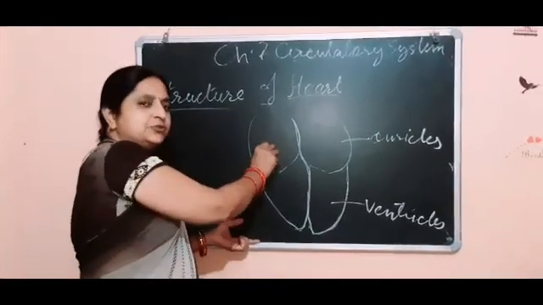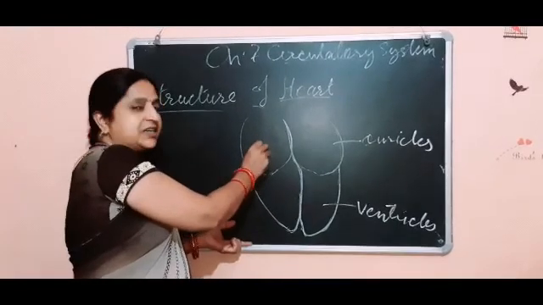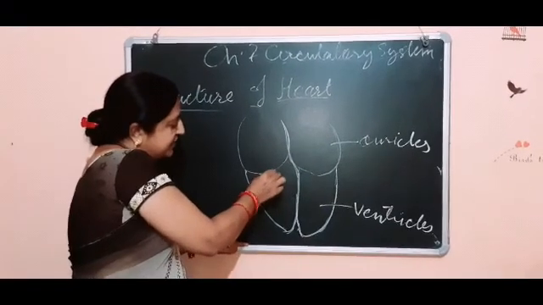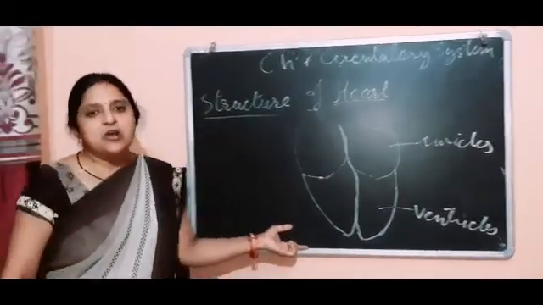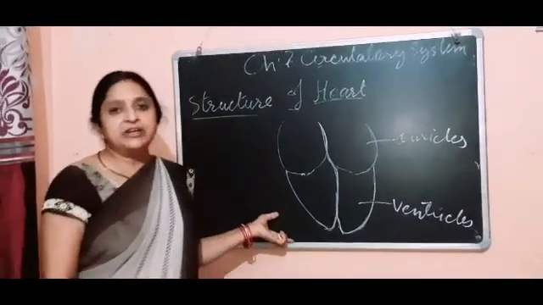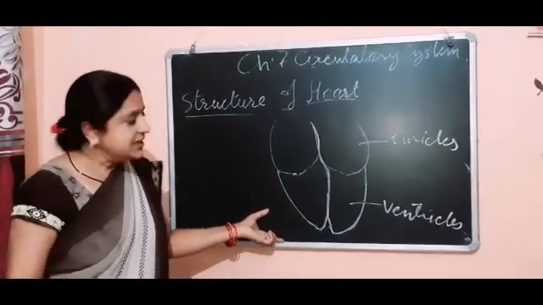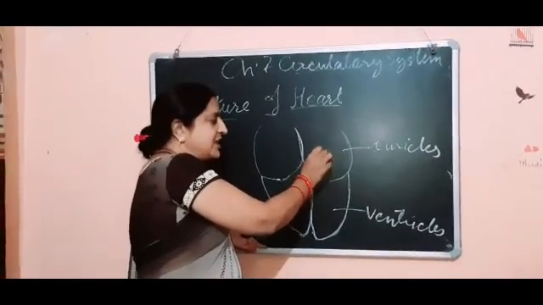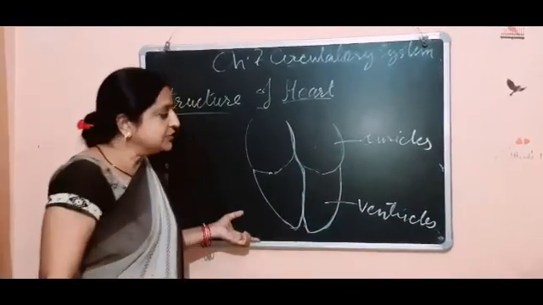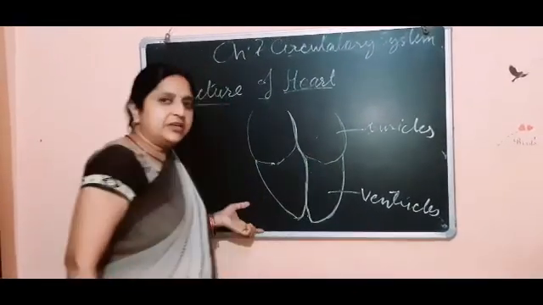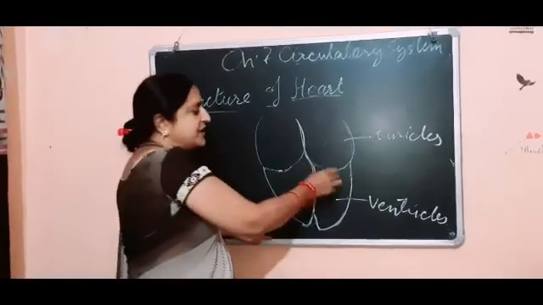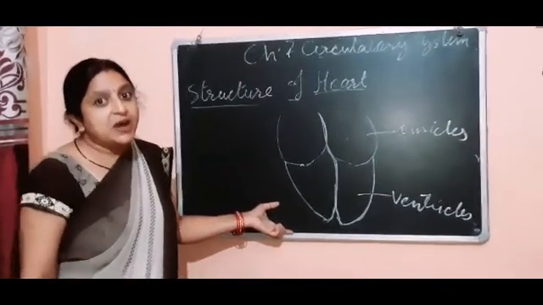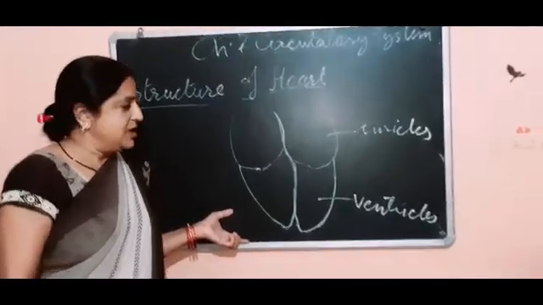The blood which comes into the right auricle goes from the right auricle into the right ventricle through an aperture, and that aperture is called the right auricular ventricular aperture. The blood which comes into the left auricle goes from the left auricle into the left ventricle through the left auricular ventricular aperture. And these two apertures are guarded by valves, and these valves are called the bicuspid and tricuspid valves.